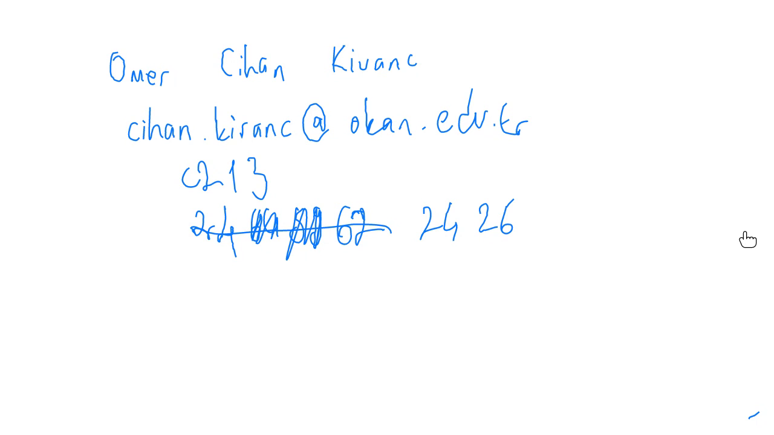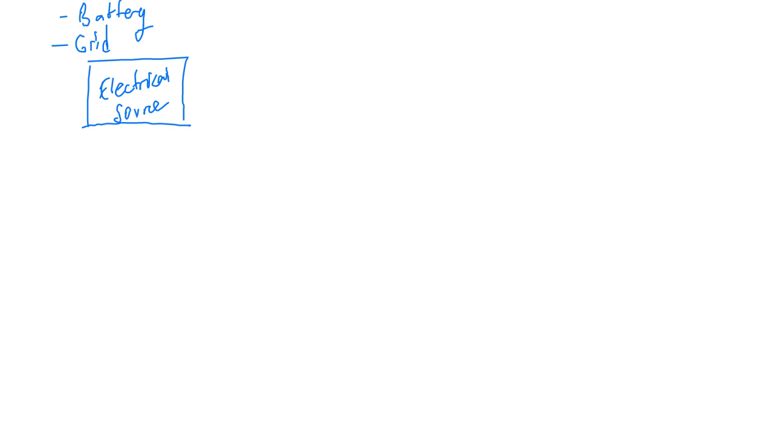In a DC motor drive, DC voltage and current are supplied by a power processing unit to the DC motor. Maybe we can write a block diagram for this example. Firstly, we have the electrical source. Sometimes it's a grid, sometimes it's the electric vehicle battery. We're gonna say electrical source, sometimes the battery, grid, etc.